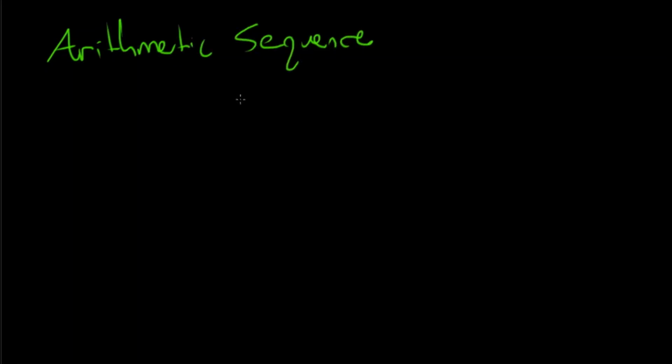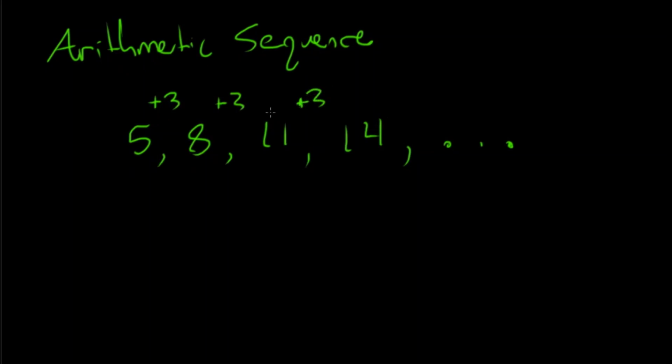And we're going to talk about that arithmetic sequence either recursively or explicitly. So here is my sequence to use: 5, 8, 11, 14, and so on. What's happening in between each of these? We are adding a number. We could subtract a number or add a number, but whether it's adding or subtracting, we call this an arithmetic sequence if we're dealing with a constant difference between successive elements.